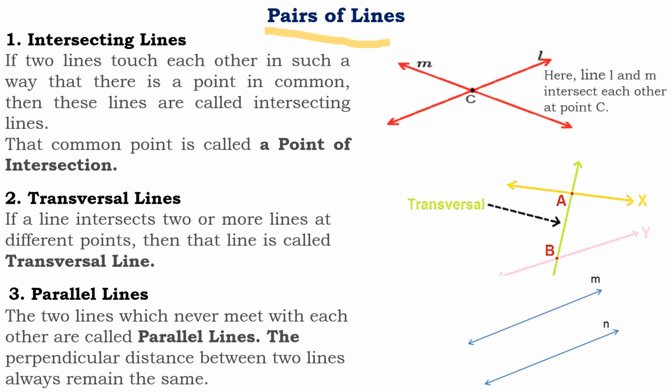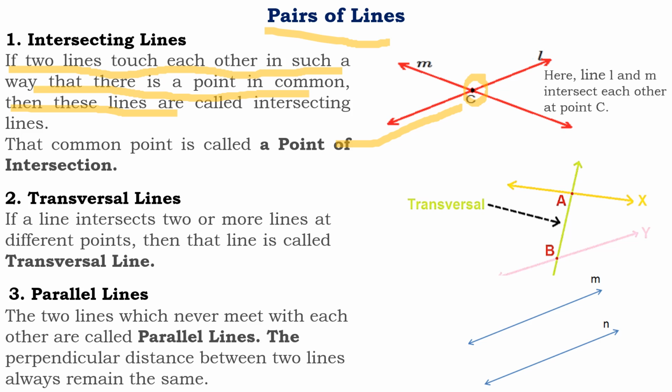Now, intersecting lines. If two lines touch each other in such a way that there is a point in common, then they are called intersecting lines. It means these are two lines L and M and they are meeting at a point C. So L and M are intersecting lines and C is the point of intersection. Clear?